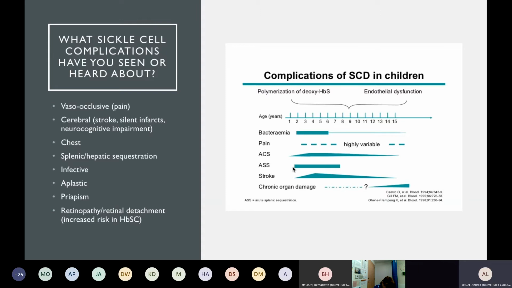And if you've had more than one sequestration, then really we want to think about removing your spleen, because it's not working functionally anyway. And if you are having sequestration, it is a real risk. And we can see that older in childhood as well.